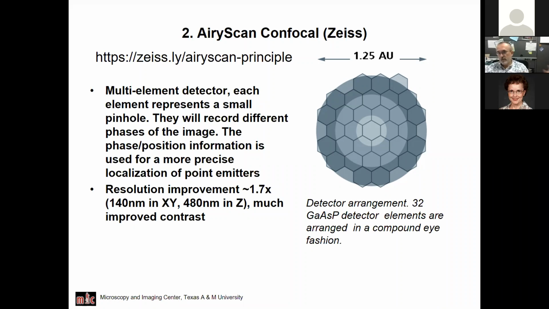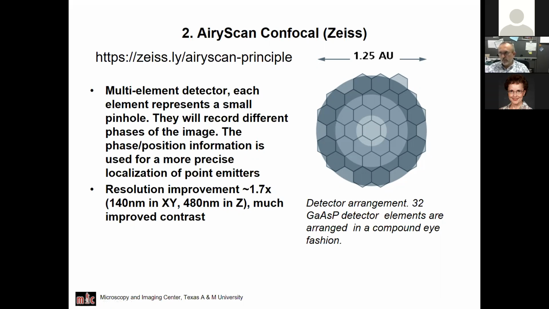Or you would have to illuminate for such a long time or with such a strong laser that you're going to kill your sample. So Zeiss solved this dilemma by using this arrangement of highly sensitive detectors in a circular pattern. Each of these little spots represents a small pinhole, but they're detecting the signal in all of these. As you scan across the sample, they will record in each pass a slightly different part of the image. And then we can reassign the phase and position information. So essentially you get high resolution as with a closed pinhole, but you also get lots of photons and really good contrast.